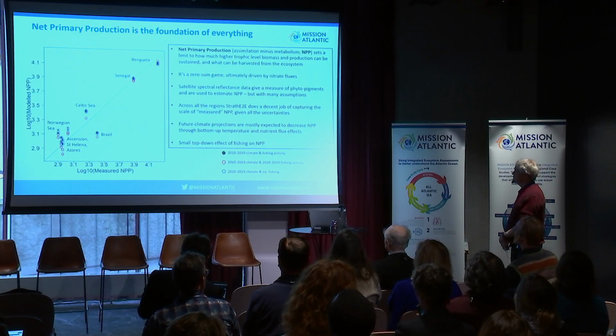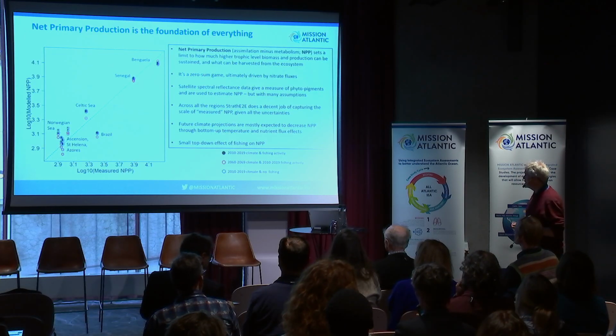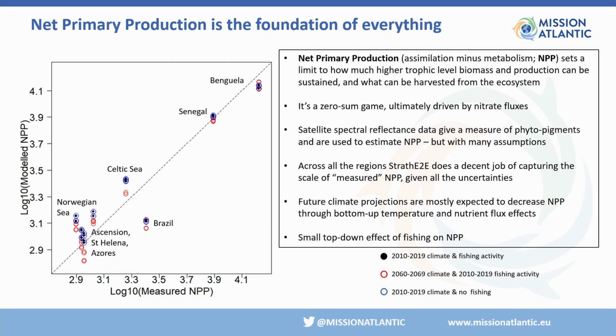So the future climate projections are mostly expected in our model to produce decreases in net primary production, as a result of bottom-up effects of temperature and nutrient fluxes.